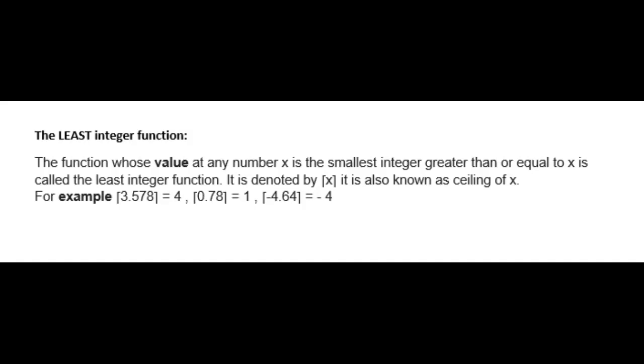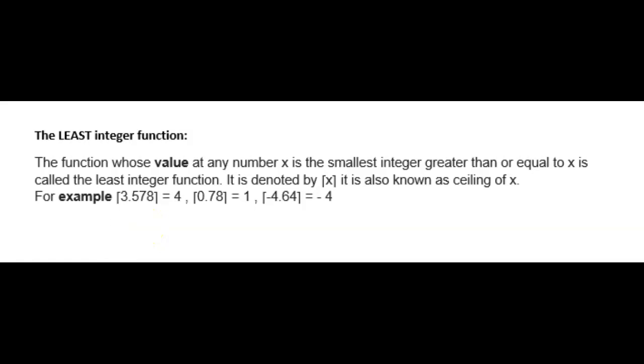When I denote the least integer function, notice the brackets are now at the top because I'm going to be rounding up. It's called the ceiling of x. For example, 3.578 rounds up to 4, 0.78 rounds up to 1, and negative 4.64 rounds up to negative 4. Again, be careful with your negative numbers.